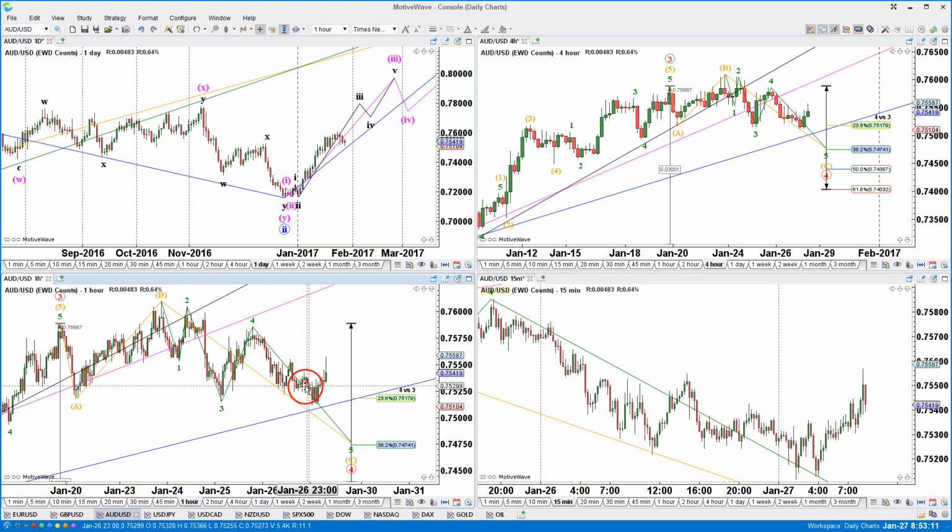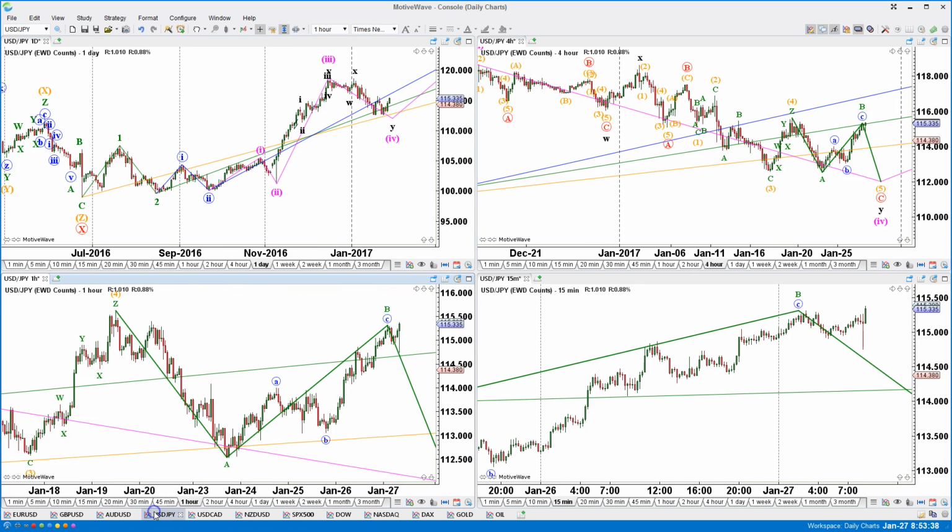What about the Aussie? For the Aussie, we have a target at the 74.74. Of course, we are seeing that the price is trying to react at the 75.17. If the price doesn't make a 5-wave sequence up on the 15-minute chart and then a 3-wave sequence down, we will keep our idea to see the price at the 74.74 before any deeper move to the upside.